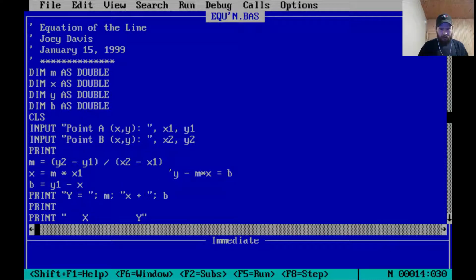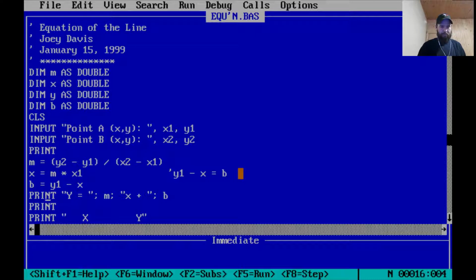Right, so now I'm trying to figure out the b. So these general xy values in this equation, I can make specific. And m times x1, I've defined here as x. So I can replace this with x now. And there we go, b is y1 minus x. And that's what I'm doing here. And then I'm just printing it.